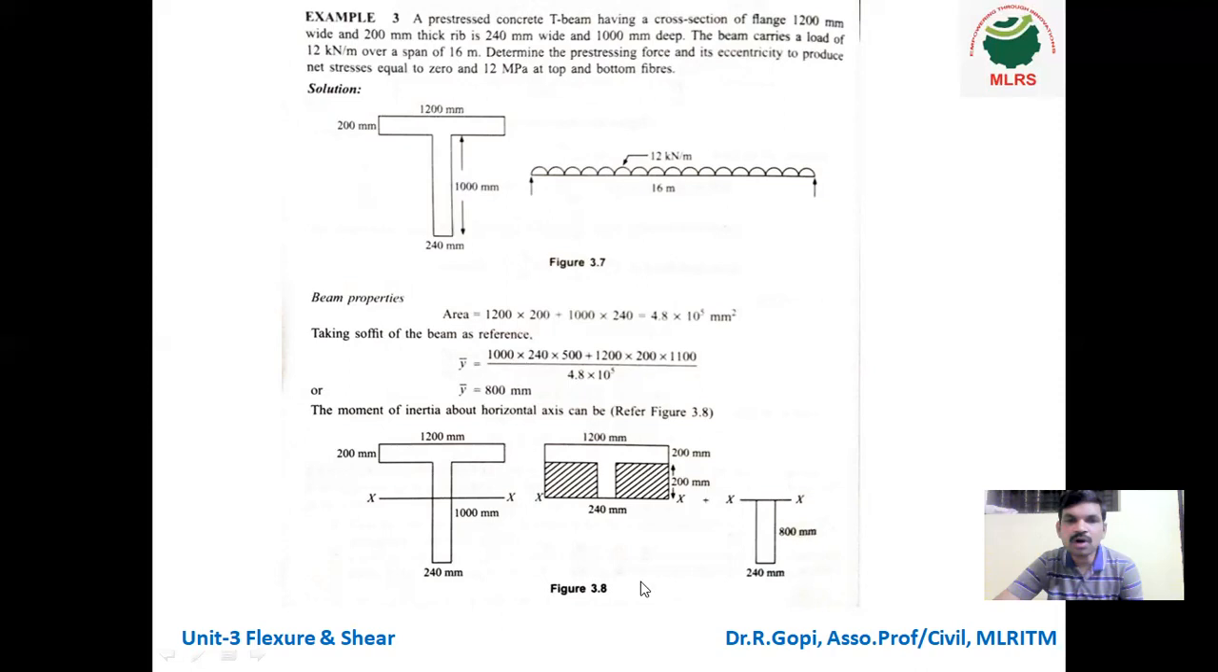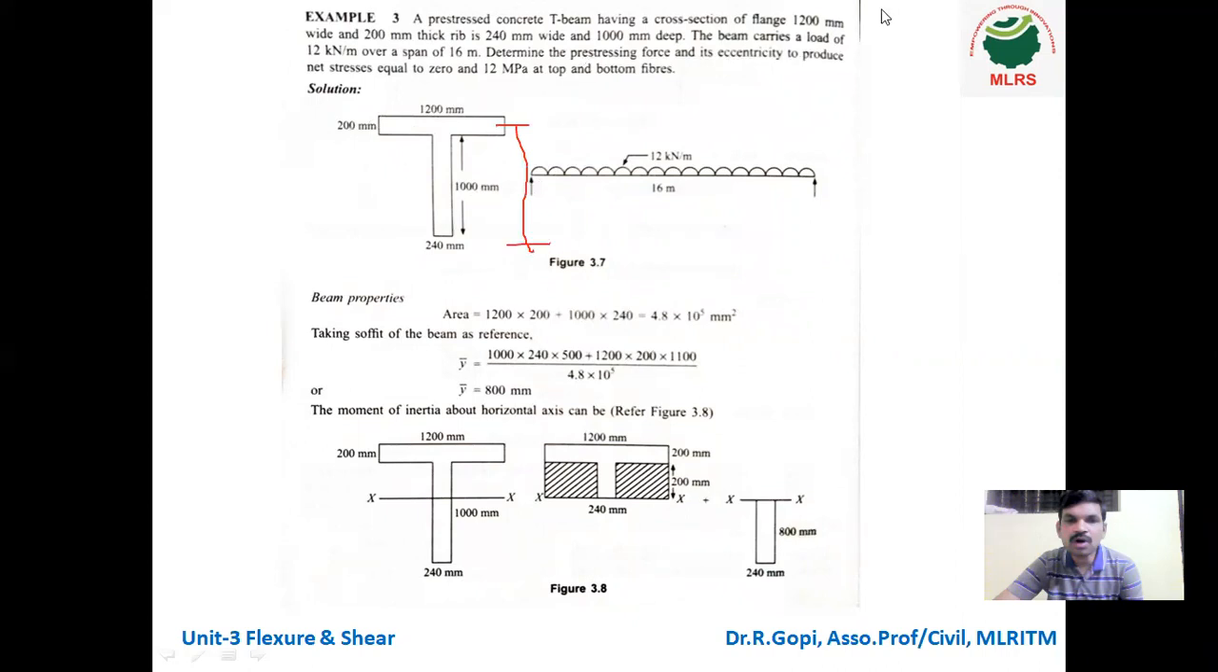So you can see here, first calculate the area into h. That means 1000 into 240 into the centroid of the first cross section. This is the first element, this is the second element. So 1000 divided by 2 is 500. Next, plus 1200 into 200, the cross section area of the flange. So what is the centroid distance? From here to the bottom.